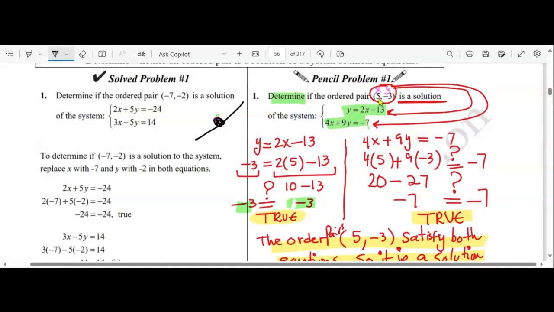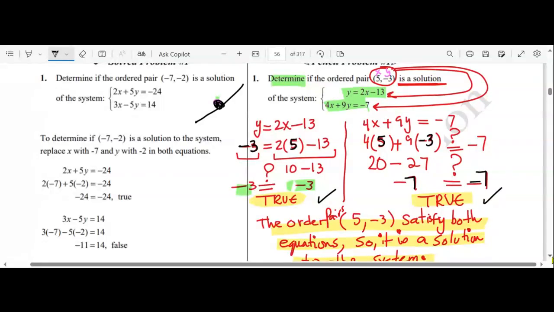Now we try again for the second equation. Replace x by how much? 5. And y by how much? Minus 3. And see if this is true or false. So replace the x by 5 and the y by negative 3. Is that clear? Now you get negative 7 equals negative 7. Is this true? Yes. So if this one checks and that one checks, it means this point is on both lines and it is a solution as well. Is that clear? Yes.